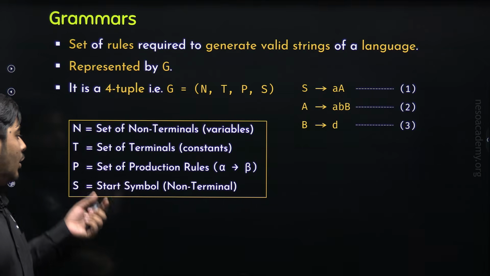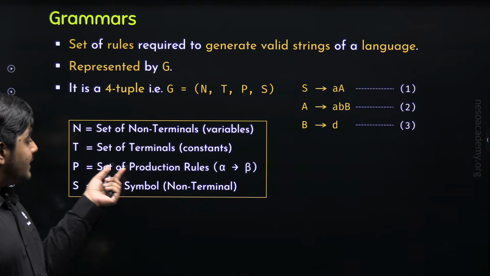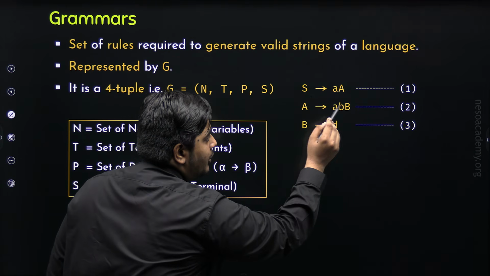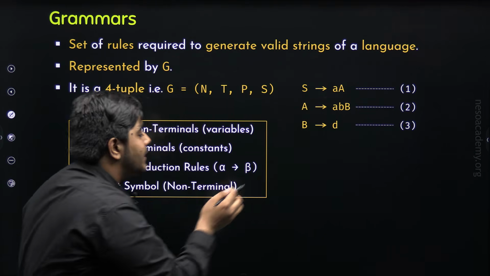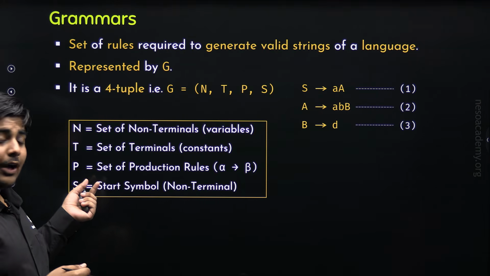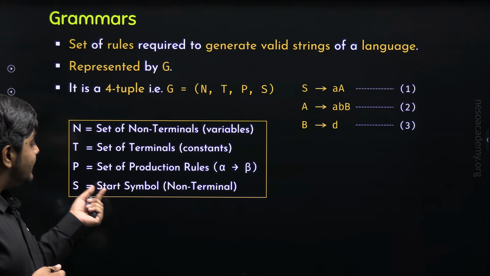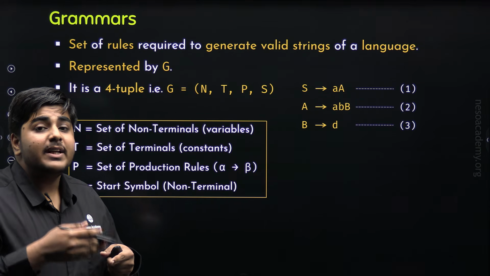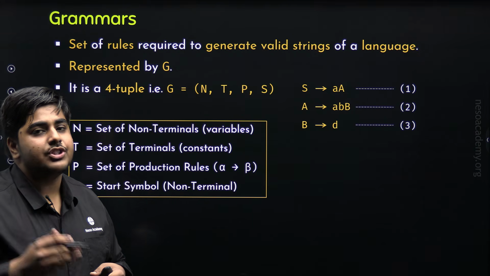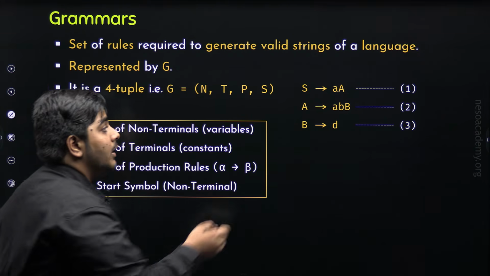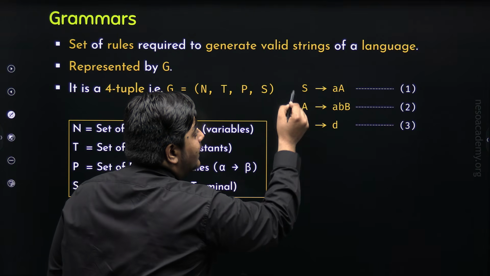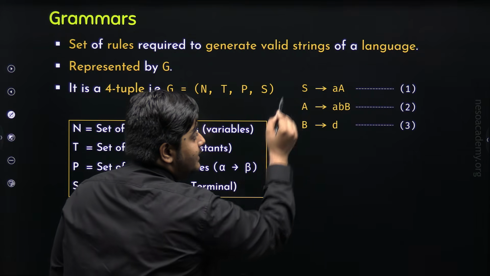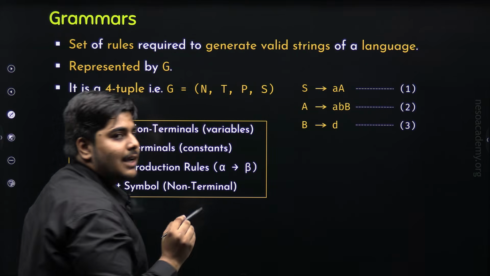Now let's understand what is P. P is the set of production rules. So all these rules are called production rules, and the set of all these rules is called P. Now let's see what is S. S is the start symbol, which is also a non-terminal. That means S will be replaced by other symbols in order to generate strings. So the point from which we will start the string generation process is called the start symbol. And in this grammar, S is the start symbol.